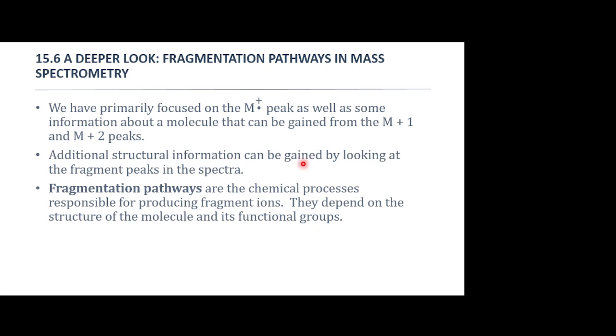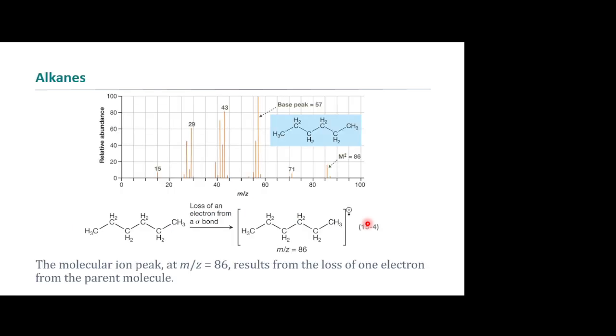Okay. So again, these fragmentation pathways are the same chemical processes that are responsible for producing the fragment ions, the same processes that we've talked about every time we've been talking about stabilities of carbocations, isn't it? And so it's that same methyl hydride shift information that we'd always been working on. Okay? All right, so it's going to depend on the structure of your molecule and your functional groups, of course.